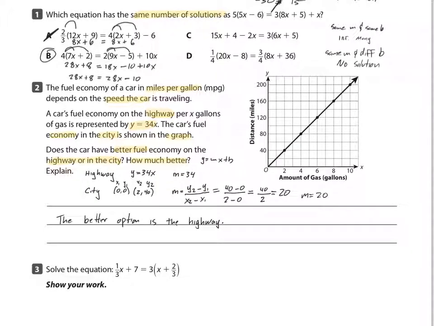And now they're asking you how much better. So the only thing that you need to do is subtract 34 minus 20, and that's going to give you 14. So that means that you can, I'm going to put right here, you can drive 14 miles more in the highway.